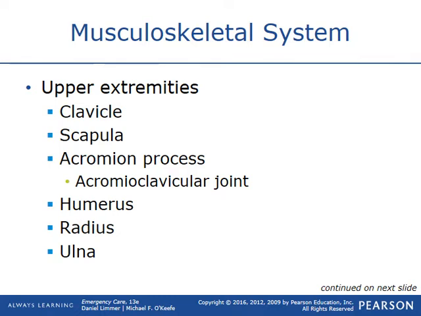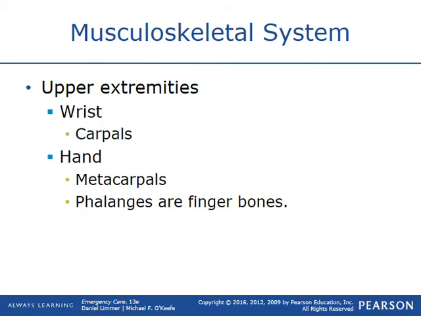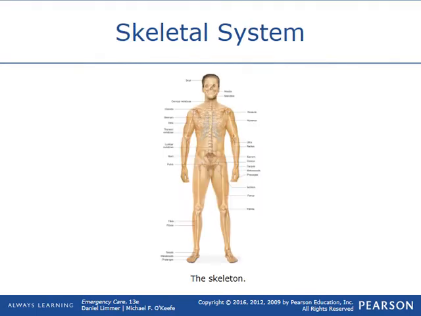Your upper extremities include the clavicle, the scapula, the acromion process, the acromioclavicular joint, the humerus, the radius, and the ulna. Then you move on to the wrist, or carpals, and the hand, which is metacarpals, and phalanges are the finger bones. There's a diagram of the skeletal system.